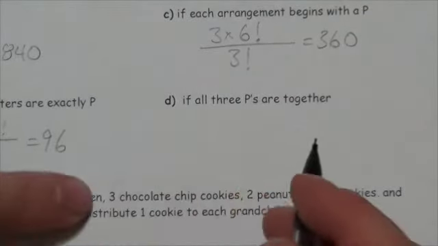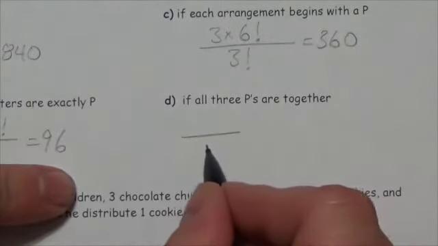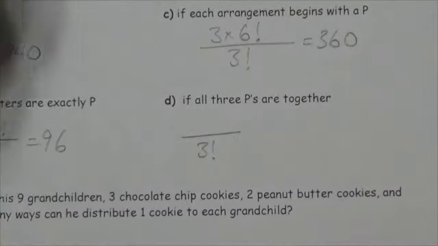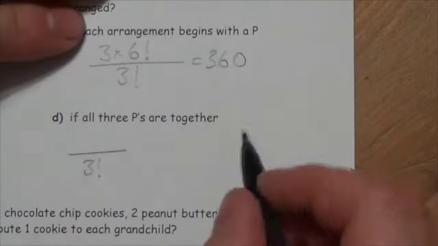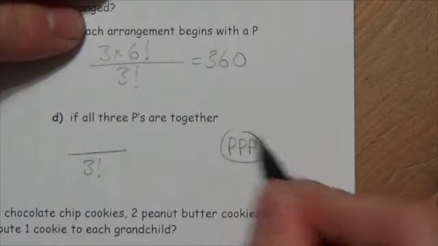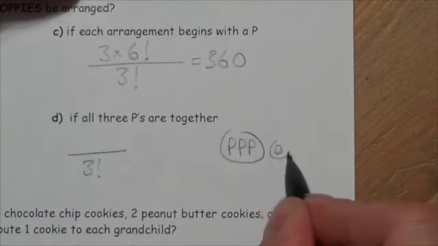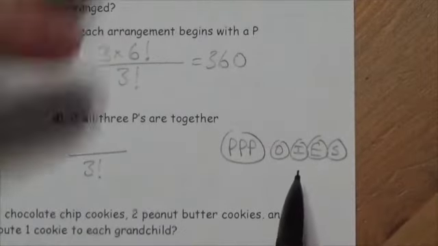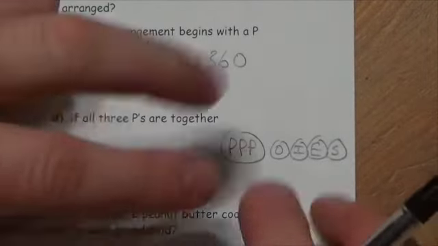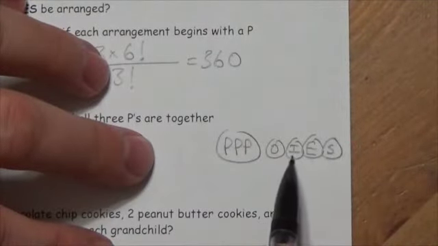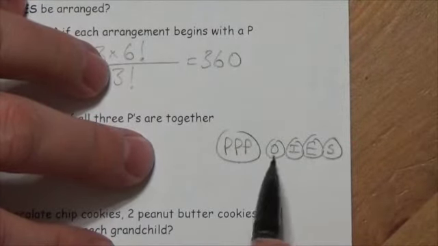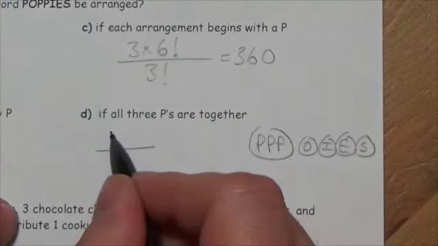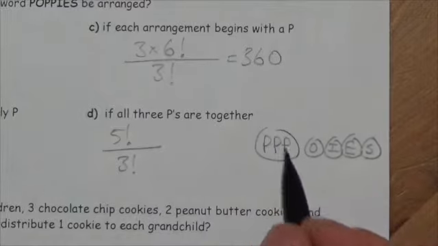Now, what if all the 3 p's are together? And again, I'm going to start right away with dividing by the 3 factorial. Now, if the p's are all together, we're going to look at it like this. That's p, p, p. I'm going to treat that as one group. And then I've got an O, an I, an E, and an S. So how many different objects am I permuting? Well, 1, 2, 3, 4, 5. 5 objects, 4 of which are objects that just have one letter in them. But I'm permuting 5 different objects here, so it's going to be 5 factorial.